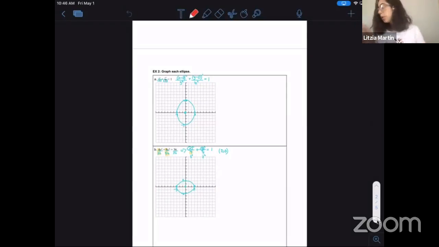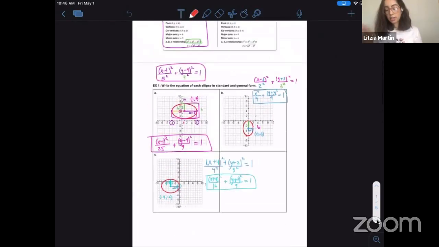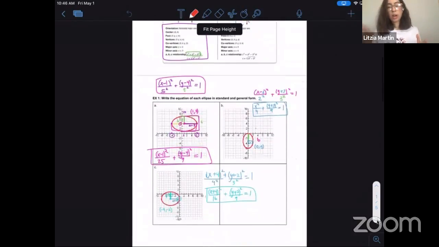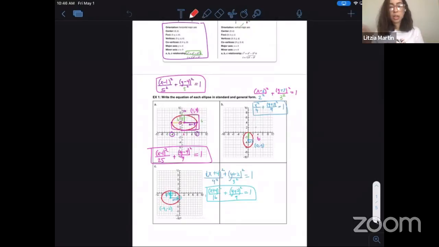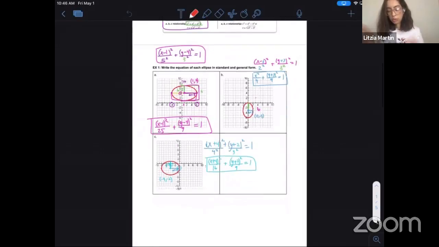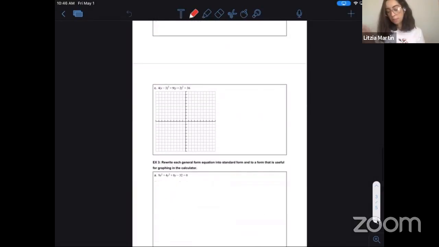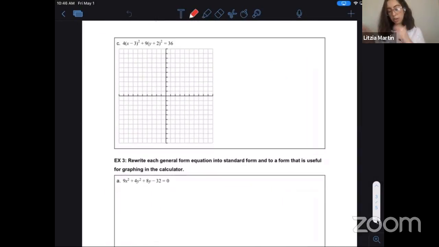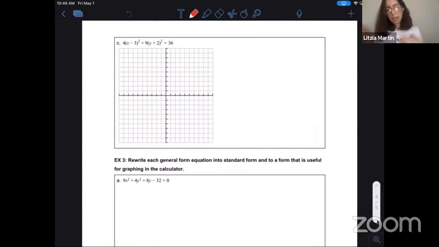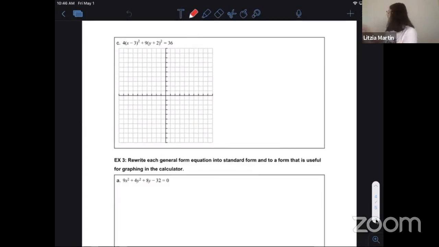Okay, so last time we looked at the standard forms. We saw how to write the equation of each ellipse given the graph. And then we saw how to graph given an equation. So we left off on part C. Let's go ahead and pick up from there, and then we'll look at how to rewrite into standard form. Stylus here.